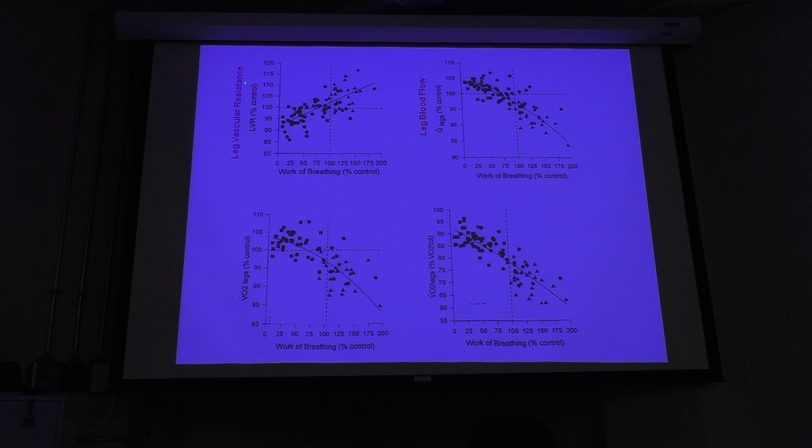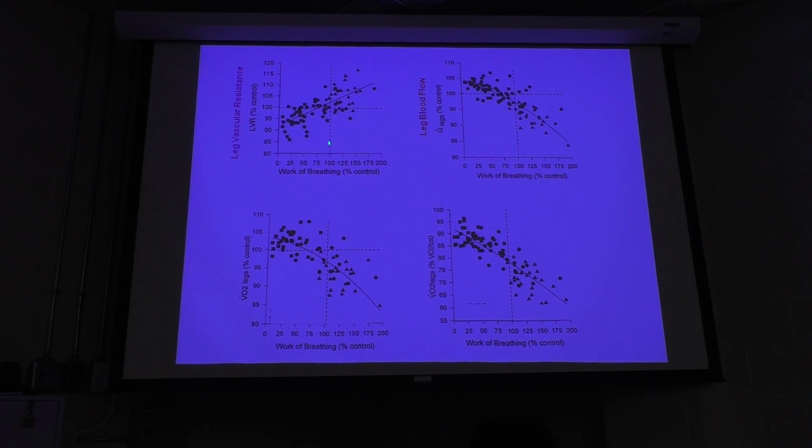Leg vascular resistance. So here we have leg vascular resistance relative to the work of breathing, leg blood flow relative to the work of breathing, leg VO2 relative to the work of breathing, and leg oxygen uptake relative to whole body oxygen uptake. What I'm showing you here is that vascular resistance, blood flow, and leg VO2 are expressed as a percentage of control. So basically the normal breathing condition where the work of breathing was normal.